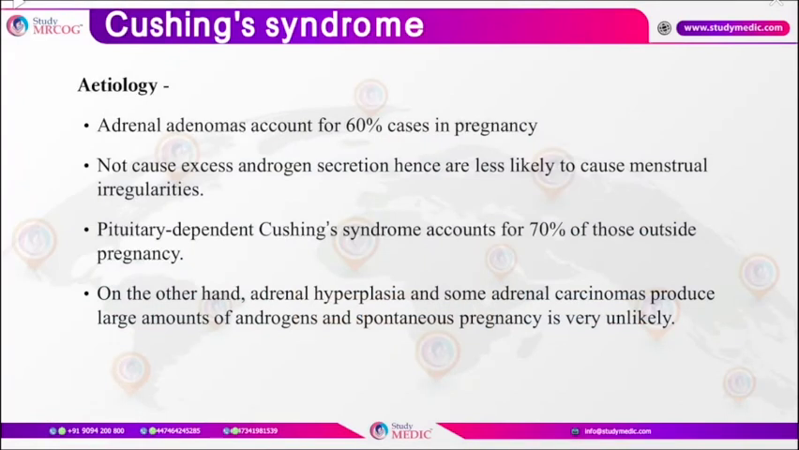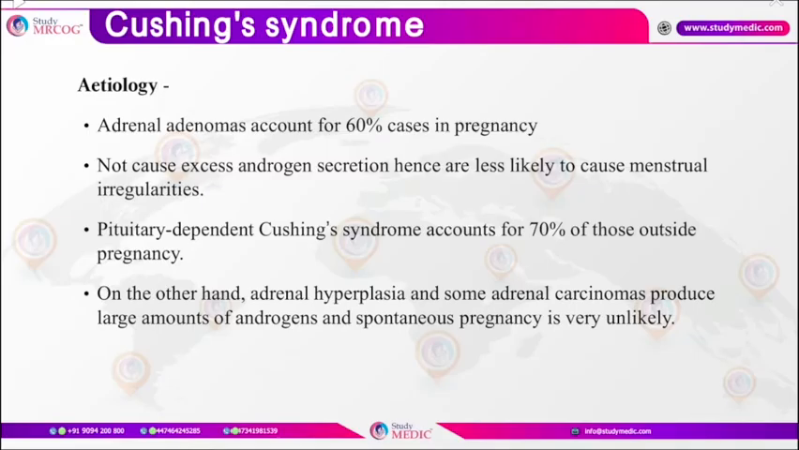Let's move ahead with a very important topic, that is Cushing syndrome. What could be the etiology? Adrenal adenoma accounts for 60% of cases in pregnancy. It does not cause excess androgen secretion and hence is less likely to cause menstrual irregularities. There is also pituitary-dependent Cushing syndrome, which accounts for 70% of cases outside of pregnancy.